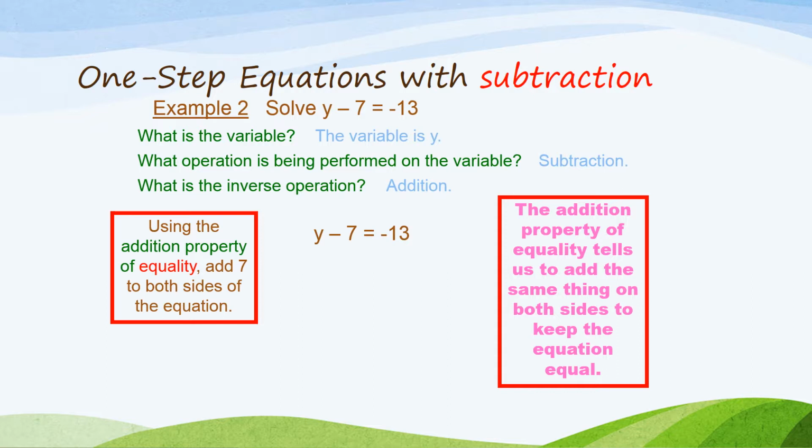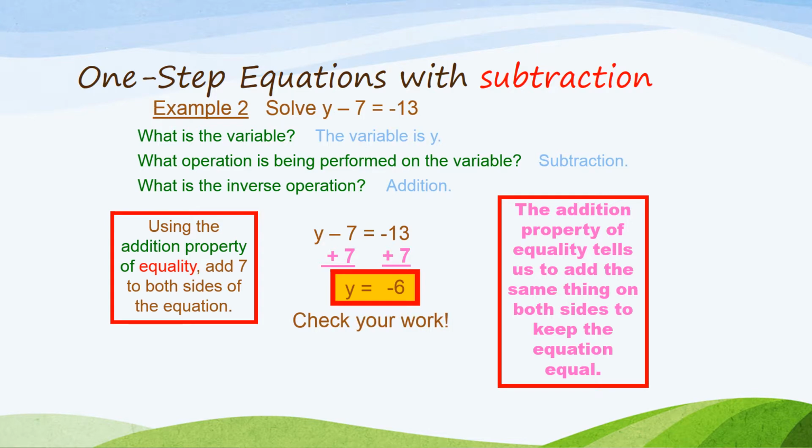And this addition property of equality tells us to add the same thing on both sides to keep the equation equal, like a balance. So we take plus 7 on the left side, do the same thing to the right. Be careful, you're dealing with a negative number in this case. We have our new number, y equals negative 6.